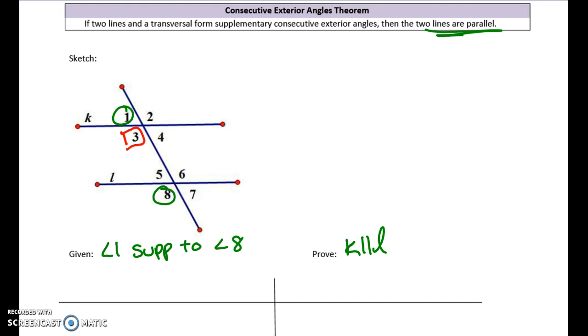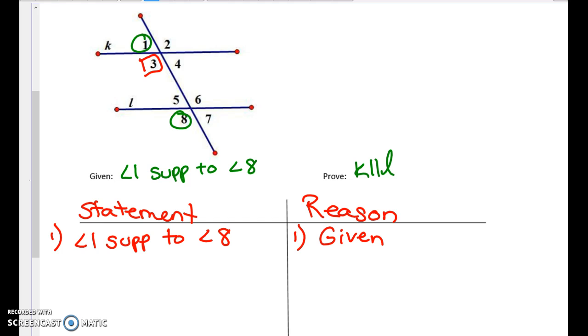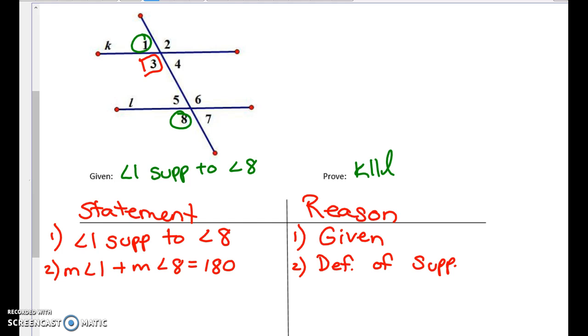So now let's set up the table. So we've written down the given, but my next step needs to unpack what that given really means. Well, supplementary means adds to 180, so that's my next step. And now I'm going to look at the relationship between angle 1 and the helper angle, angle 3. And I'm choosing those first because, again, until we've proven the lines parallel, I can't say anything about 3 and 8. Well, angle 1 and angle 3 are a linear pair, and we know that linear pairs are supplementary, and we know that supplementary angles add to 180. So that's what I'm going to do for my next 3 steps.